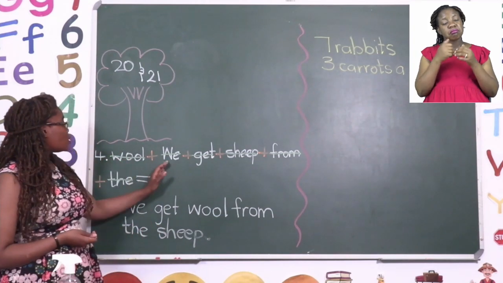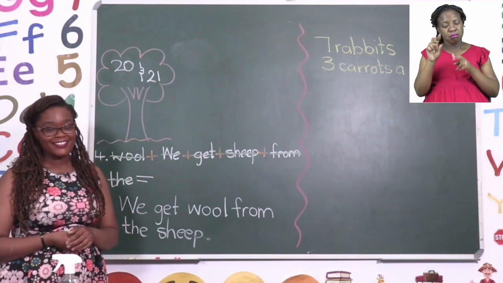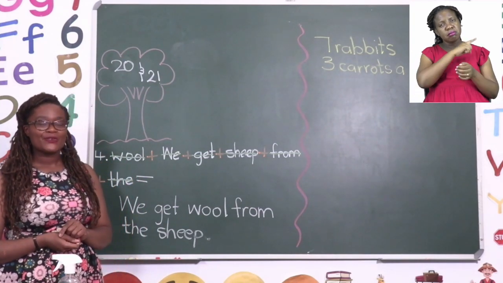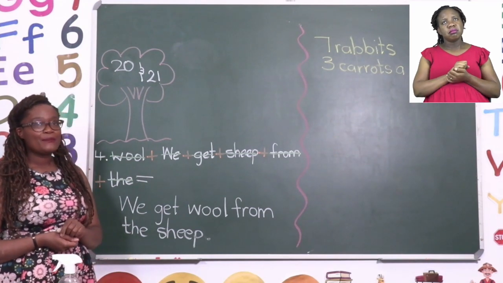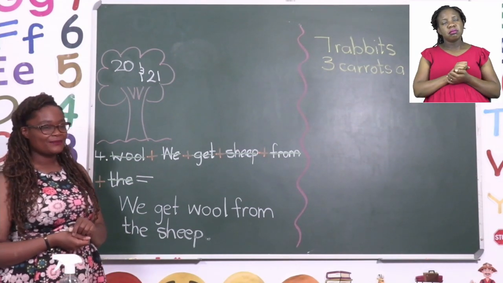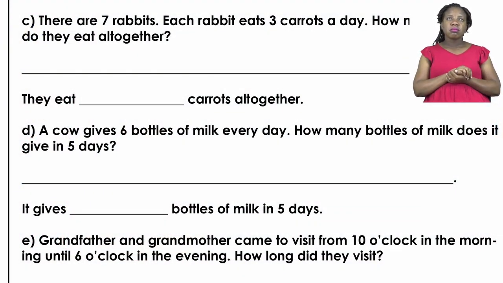Don't forget to cross out the words you have used so that you don't try and use them again. Then, when you're done with your vocabulary work, you're now going to go to the next page, page 21. On page 21, we are going to be doing our problem-solving sums.